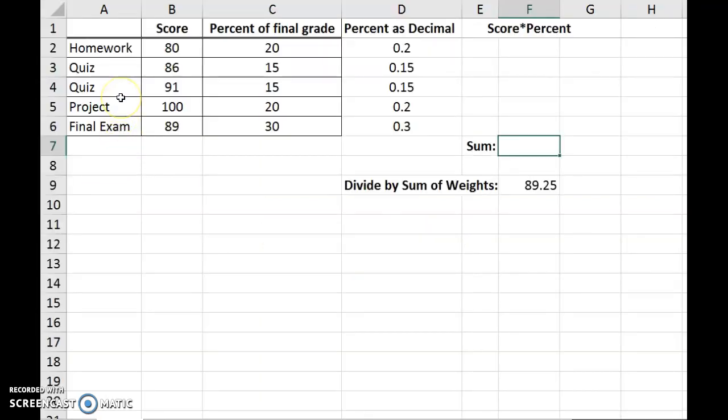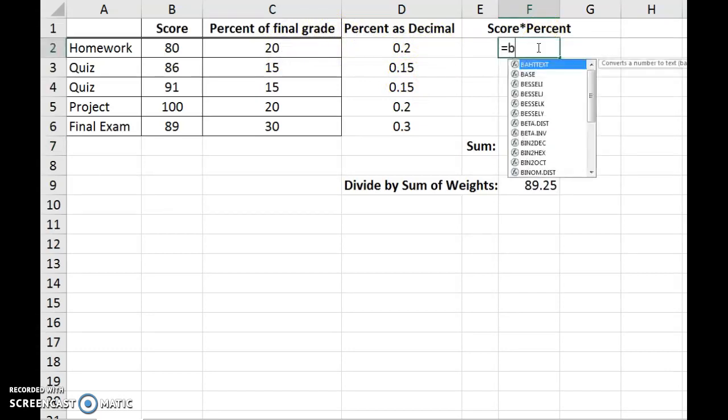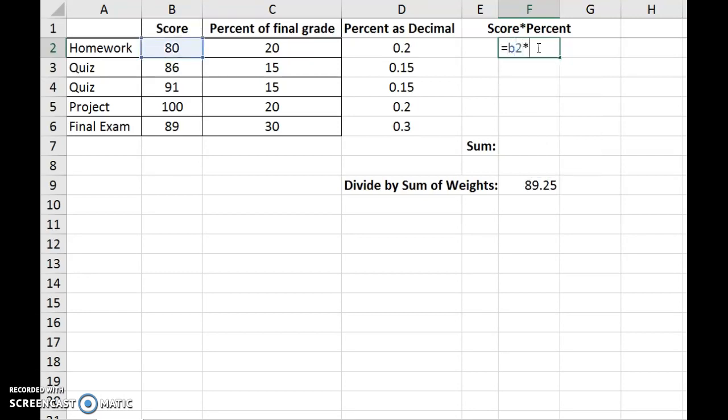And so here's an example with scores from a class. Here are the scores. Here's the percent that they're worth. So the final exam's worth the most at 30%. Write those as a decimal. 20% is 0.20 and so on. And then we want to take each score and multiply that by its percent as a decimal. So that's how we start getting the weighted average, and then we just add those up.